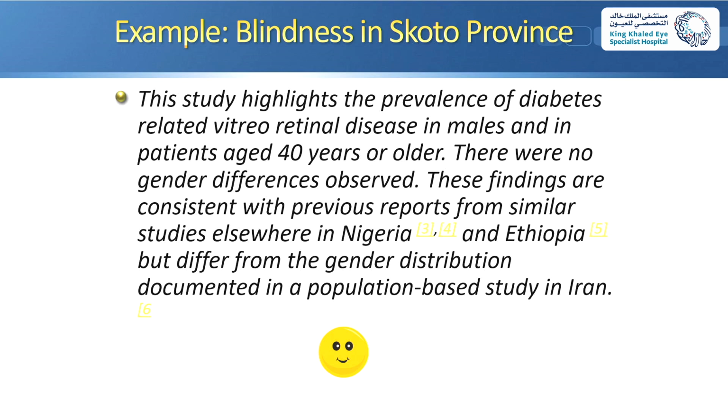I'm forgetting where Sokoto is, but it highlights the prevalence of blindness. So this is the first statement in the discussion. It kind of summarizes the findings that in this cohort of patients there were no gender differences, and these findings were consistent with previous reports in the region, but also different from a different population based in Iran. So the importance of the study is pointed out right away.